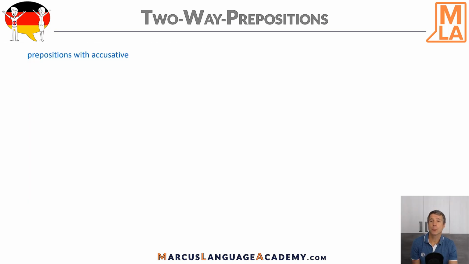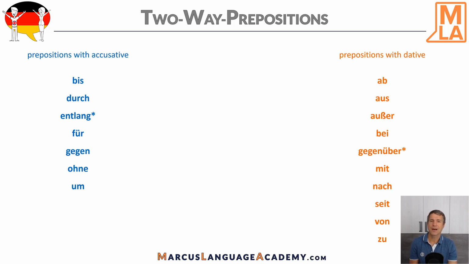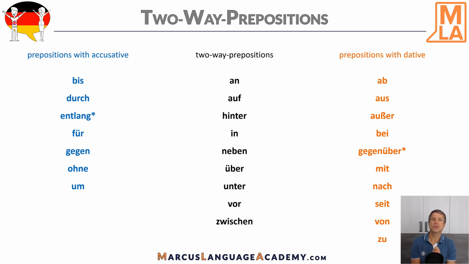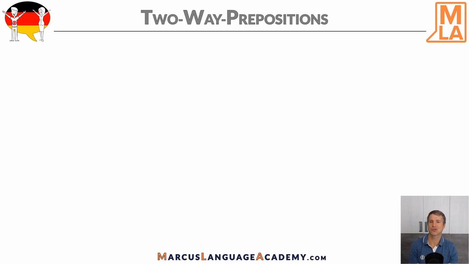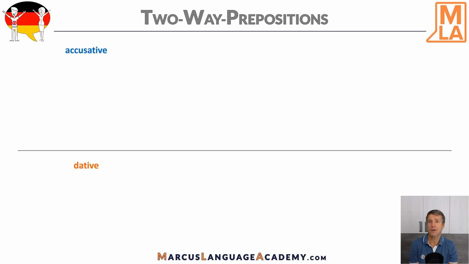So like I said, we have prepositions that just use accusative. And these are the prepositions. And on the other hand we have prepositions that just use dative. But today we will talk about the two-way prepositions. And these prepositions could use accusative or dative. Now let's see for every single preposition an example for accusative and one example for dative. So let's get started. We have the accusative here and we will have the dative here.